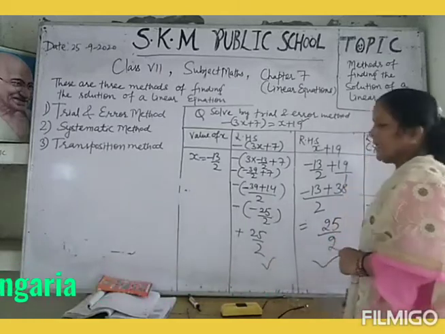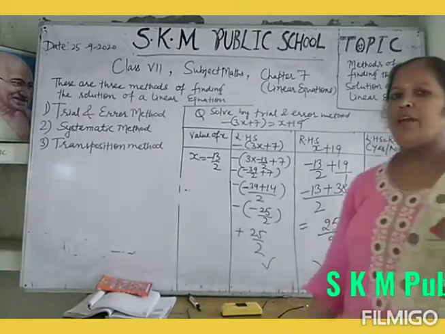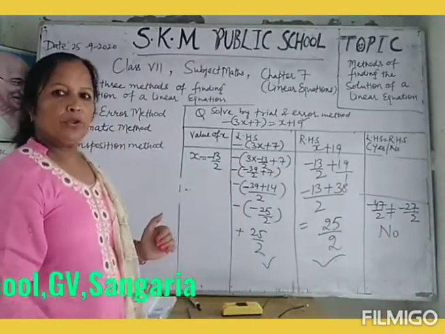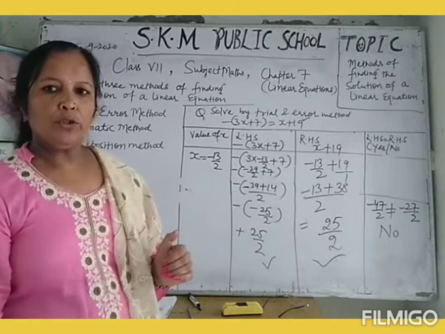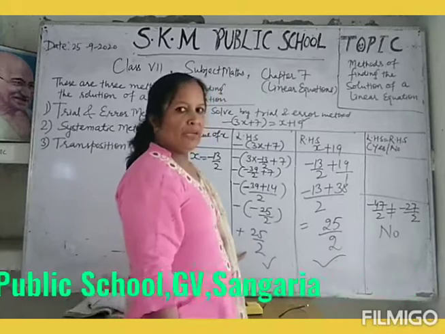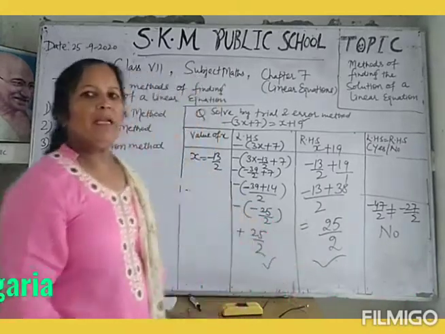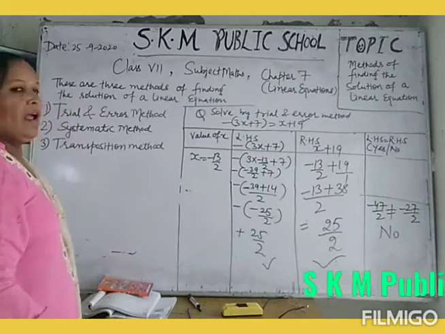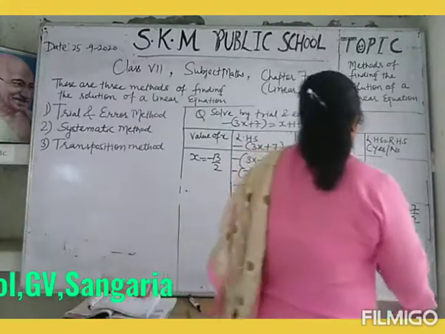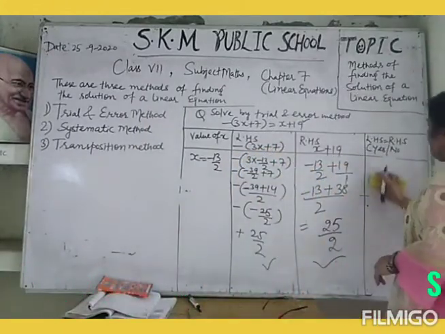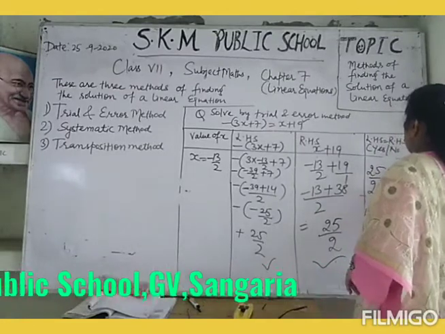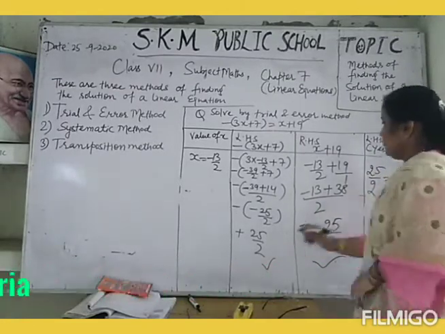Now both the sides are equal. At which value of x? At the value x is equal to minus 13 upon 2. Now both the values are equal: 25 upon 2 in the left hand side and 25 upon 2 in the right hand side. At this value, the left hand side becomes equal to the right hand side.